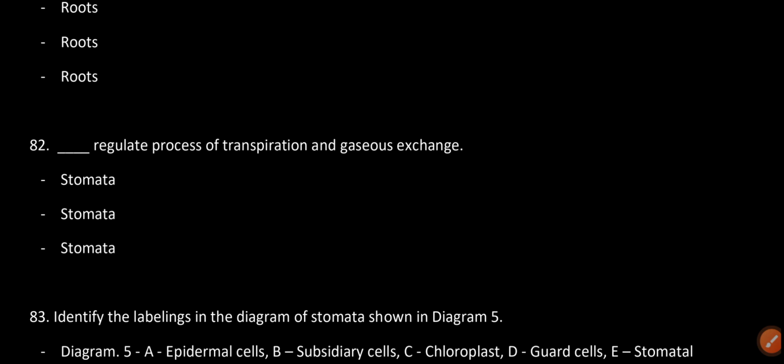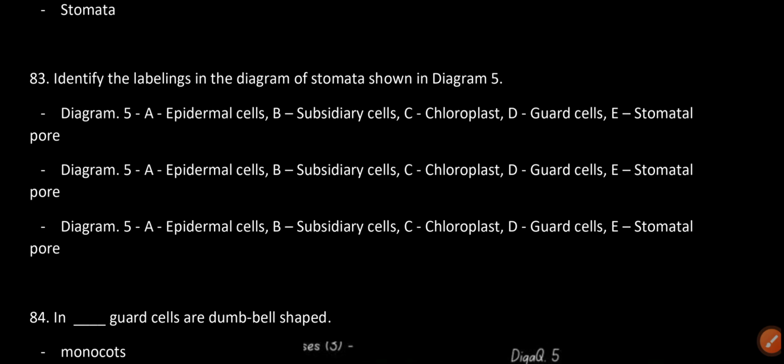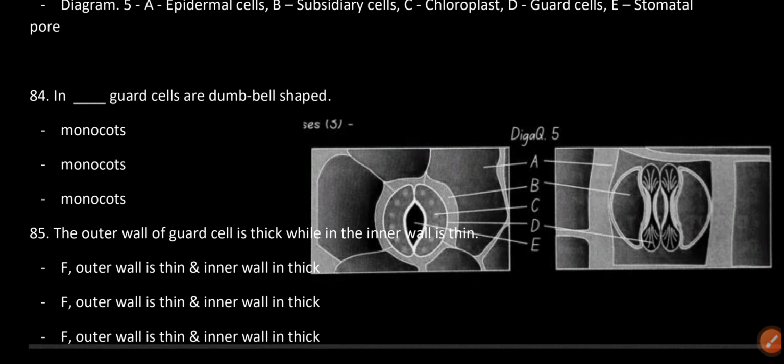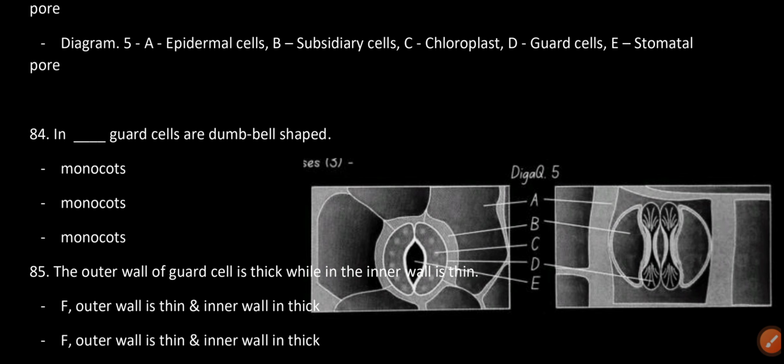Identify the labelings in the diagram of stomata shown in diagram 5. A is epidermal cells, B subsidiary cells, C chloroplast, D guard cells and E stomatal pore.